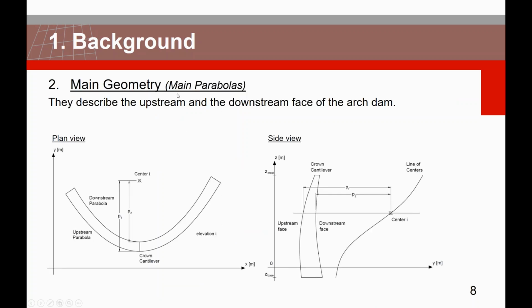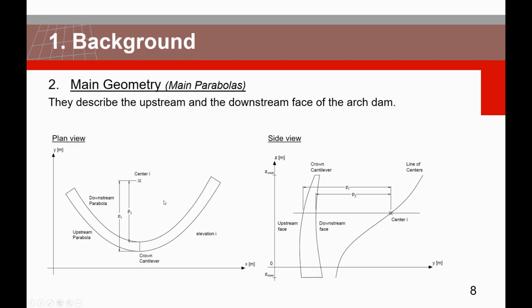And right now, we can go and see the main geometry or main parabolas, as we said, which actually described the upstream and the downstream phase entirely. So, by looking at the plan view of a random elevation I, we can see that in the crown cantilever we see the symmetry point of the upstream and the downstream parabola, and at the same time they share the same center. And in this way, by knowing these 3 points, we can generate the 2 respective parabolas.